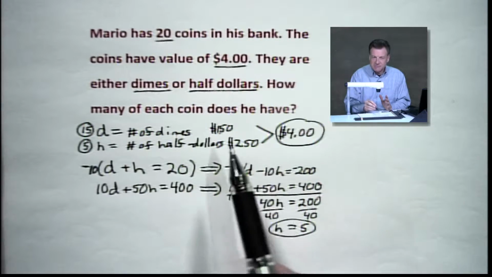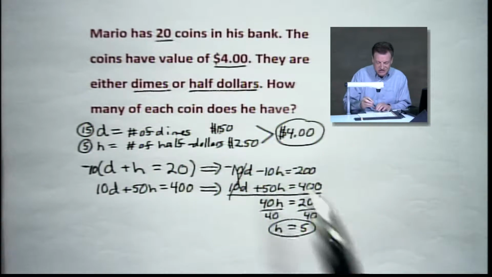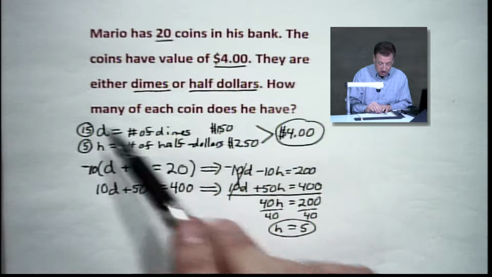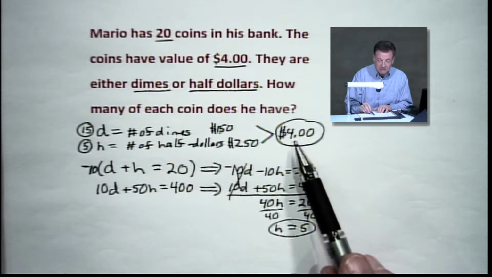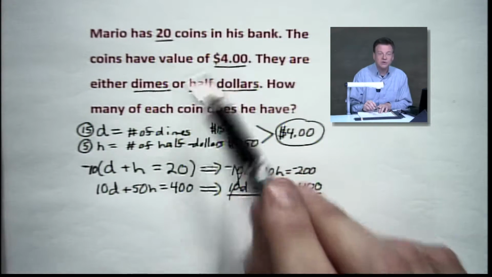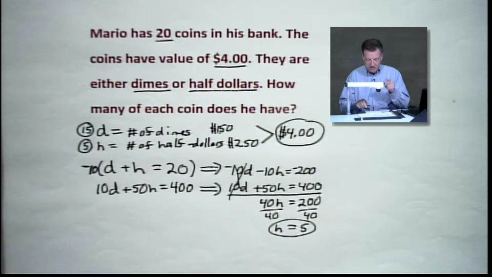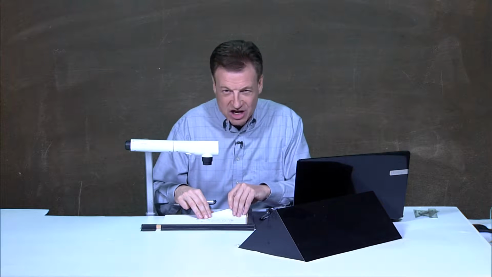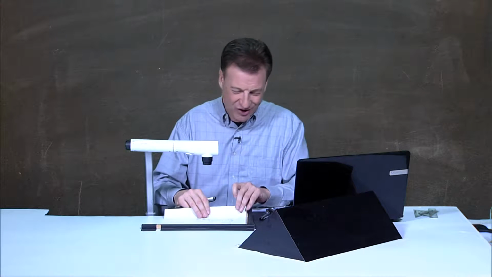Now, our answers need to make sense, and that's why I go back and say, does it satisfy? Does this pair satisfy both clues? We had 20 coins. That looked good, 15 and 5. Did we come back with $4? That was the second clue. Yes, we do. So we know that's the combination that Mario has in his bank. Way to go. Follow that money trail. See where those dimes and half dollars are going to go.